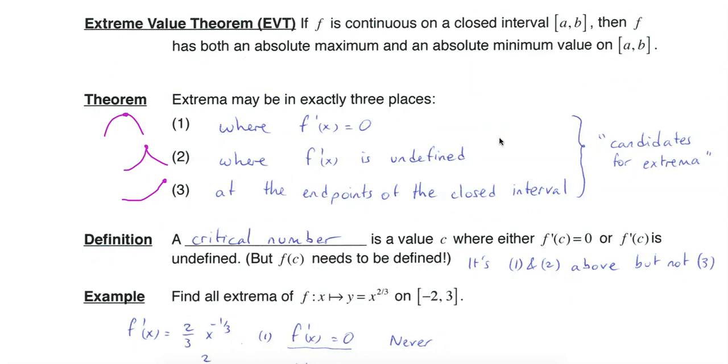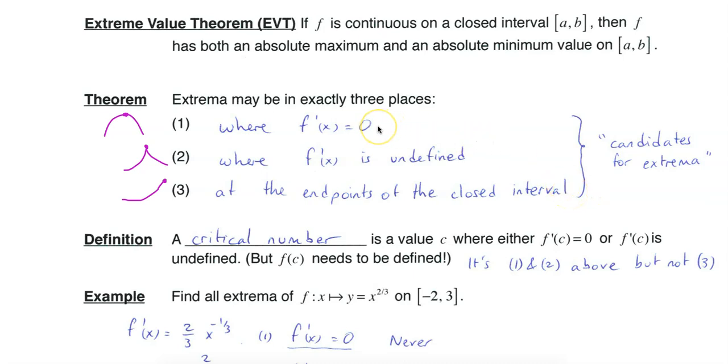These values that we may be looking for can only happen in 3 places. These are what I call the candidates. When I'm looking for an absolute max or an absolute min, I'm going to list all the candidates and then just simply check which one is the highest. So what are the places where the absolute max and absolute min can hide?